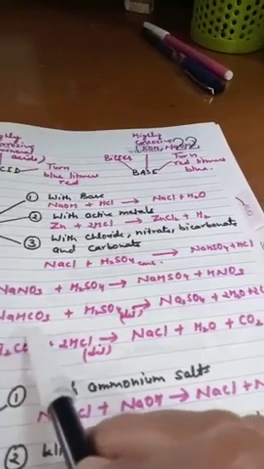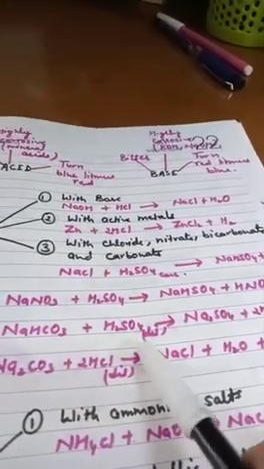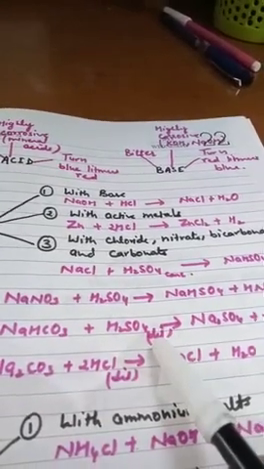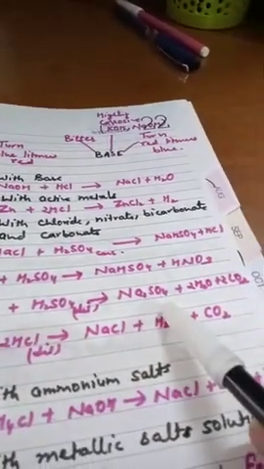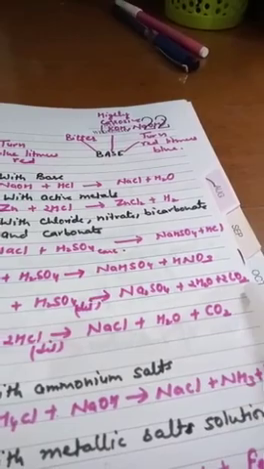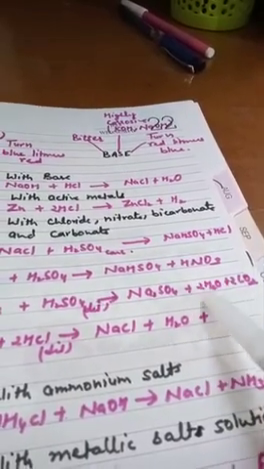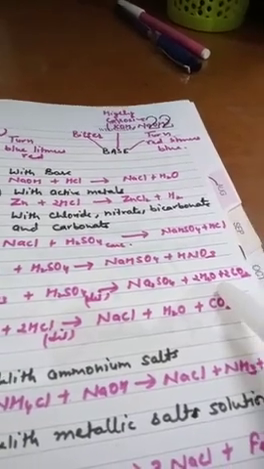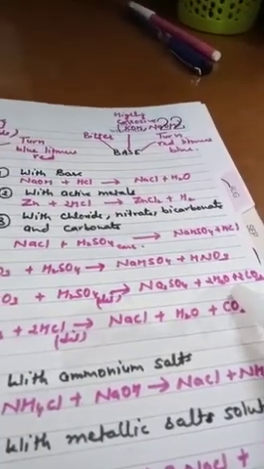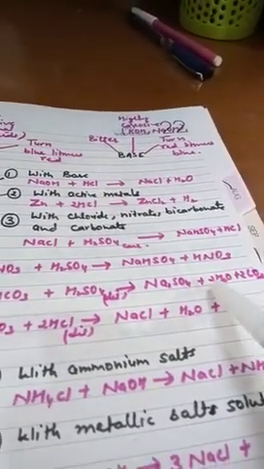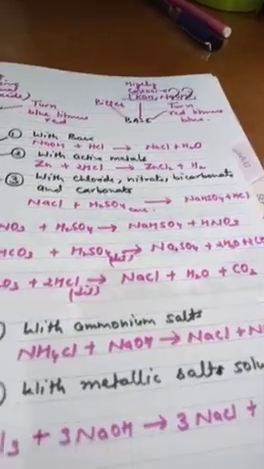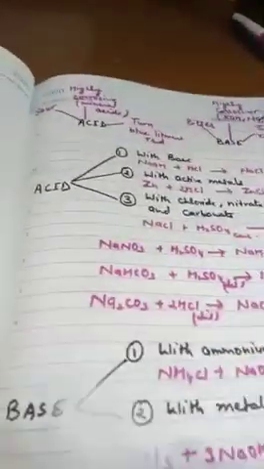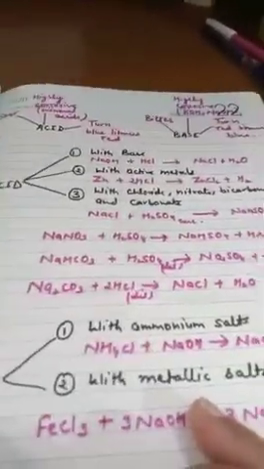Third case, look here, it is NaHCO3 reacts with H2SO4, it is sodium bicarbonate. When it reacts with sulfuric acid, it forms sodium sulfate, water and carbon dioxide. Actually the carbonic acid is formed here. Carbonic acid is H2CO3, but it is unstable acid, that's why it dissociates into water and carbon dioxide. Same cases here also.